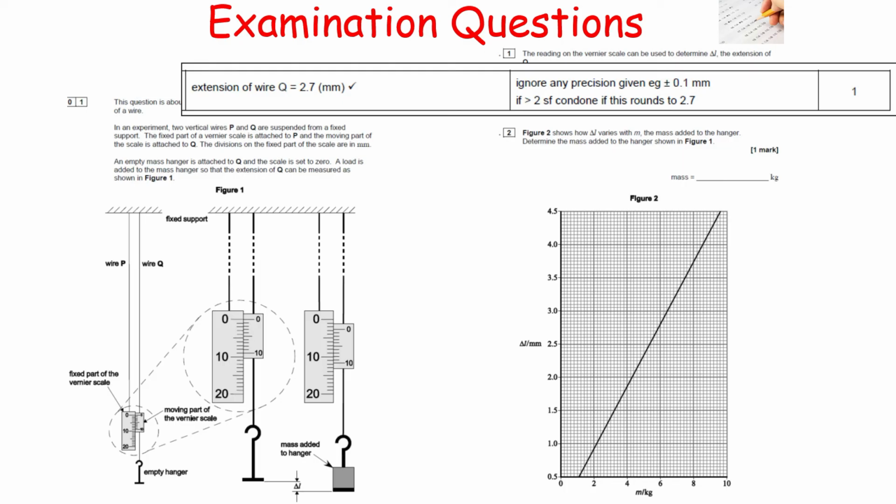It's really important you can read vernier scales correctly. Now the next one, determine the mass added to the hanger shown in figure 1.